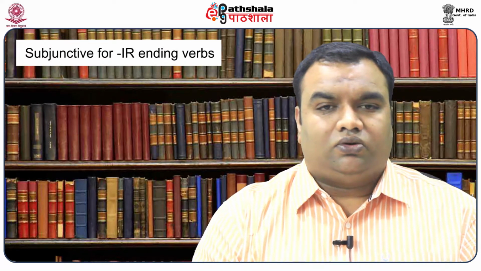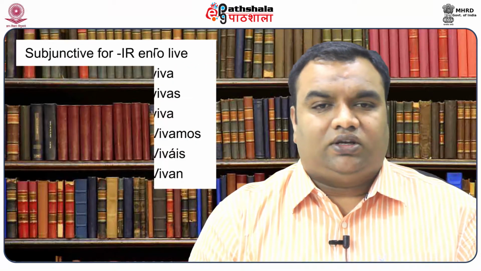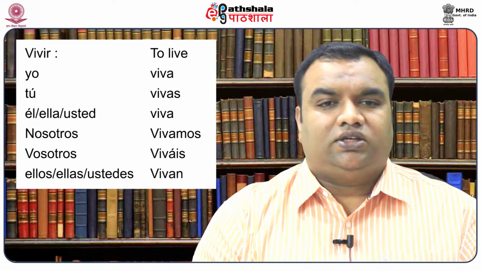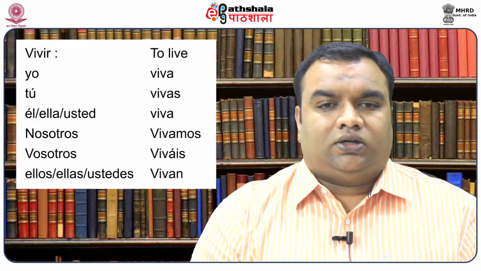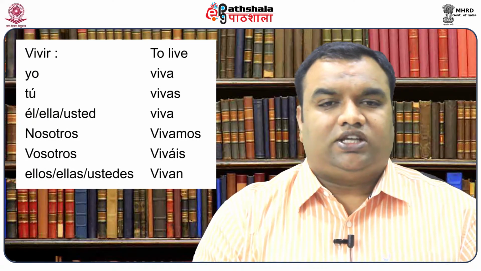Let's take up the IR ending verbs in the present subjunctive conjugation format. We will follow the same steps of removing the final o of the indicative form. Let's take the example of vivir in this case. The first form of the verb vivir in the indicative yo form is vivo. In step 2, we take off the final o of the yo form, and finally we add the AR verb endings to the stem viv.